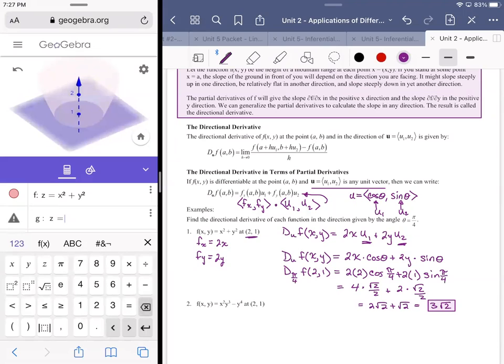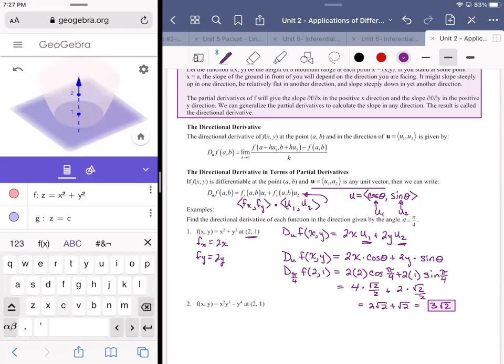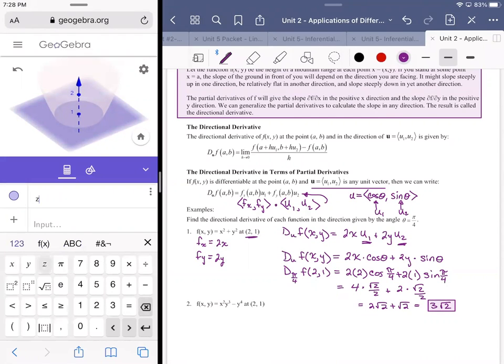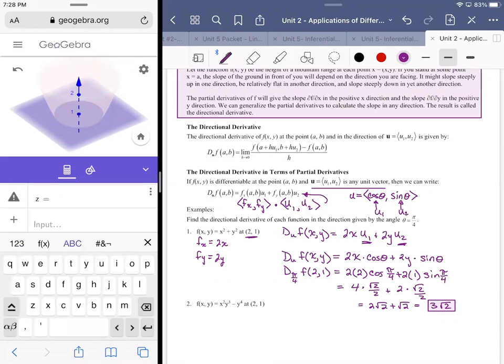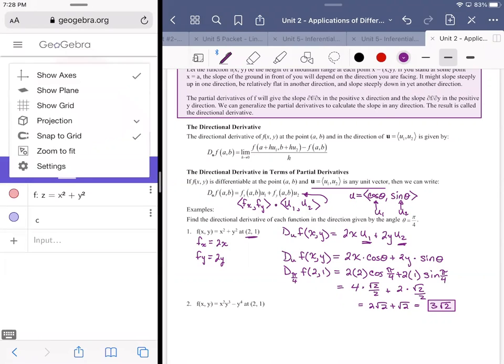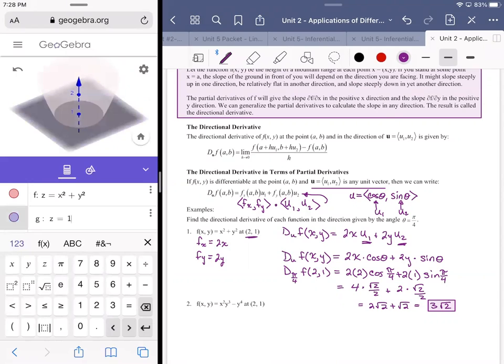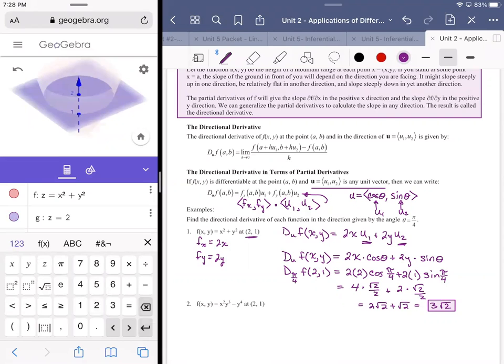Now if I let z equal, let's call it c. Let me actually delete the function first, type it in again. And sometimes it gets annoyed when I try to. All right, let's do it this way then, c. I wanted to create a slider, but it's being difficult right now. So let me just do it at 2. You see it moves up.